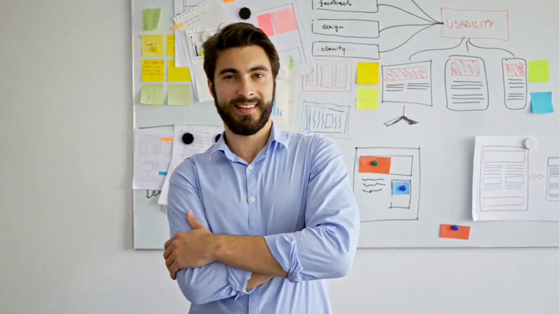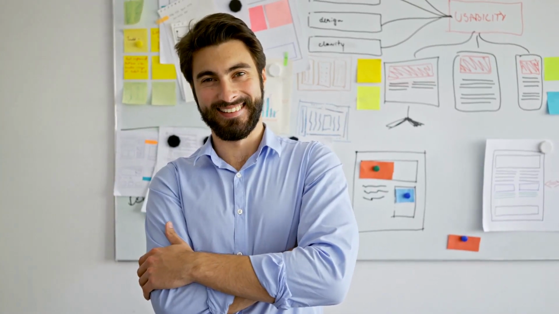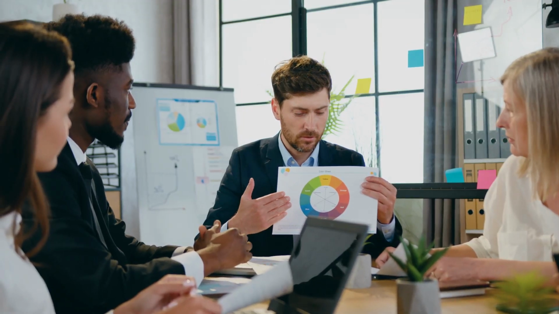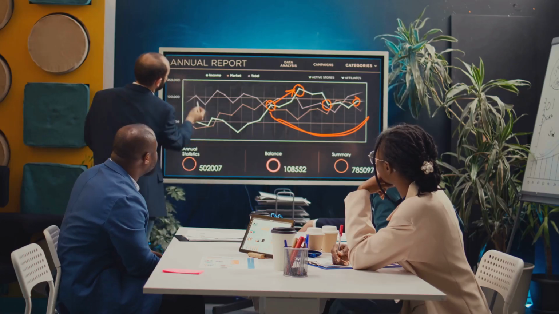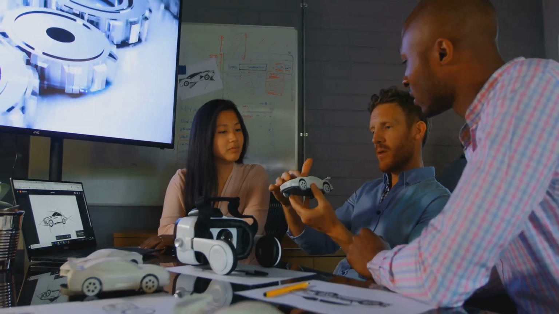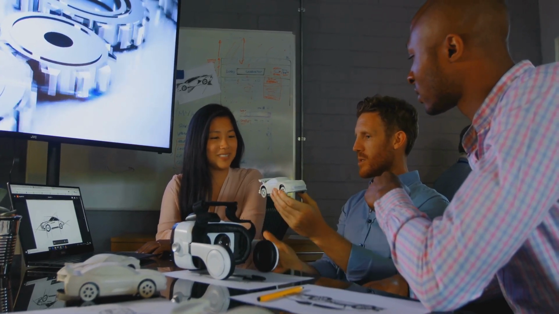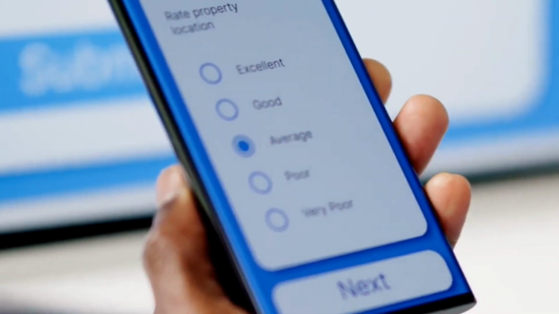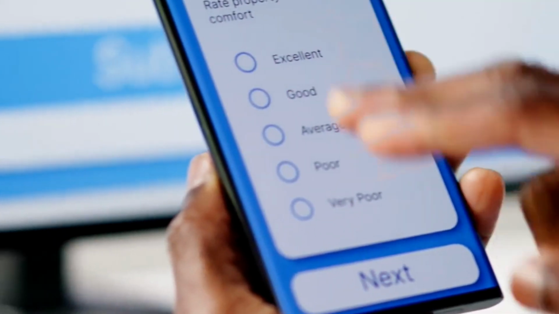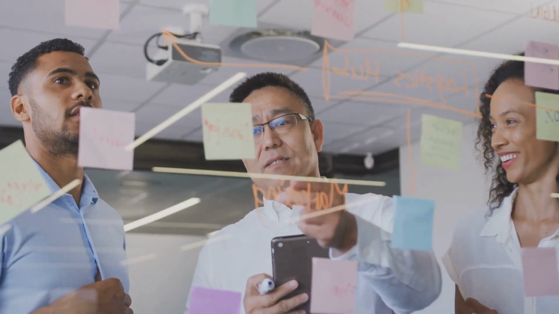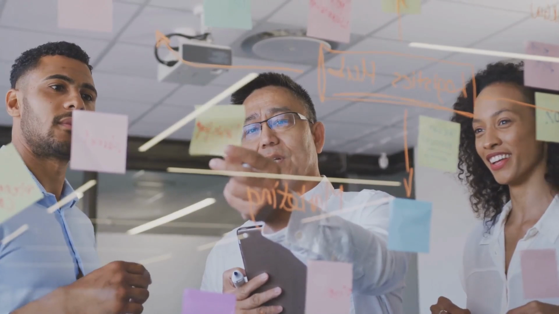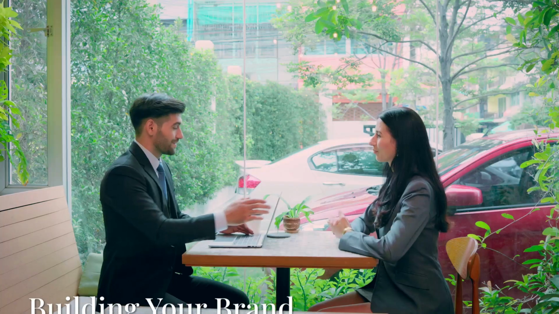Okay, so you've got this amazing idea for a digital product, right? But is it actually something people want? That's where product validation comes in. You gotta make sure your product is actually solving a problem or meeting a need in the market. There are a bunch of ways to validate your product idea. You can run surveys, create a minimum viable product, or even do some beta testing. The key is to get feedback from your target audience early on and make sure you're on the right track.